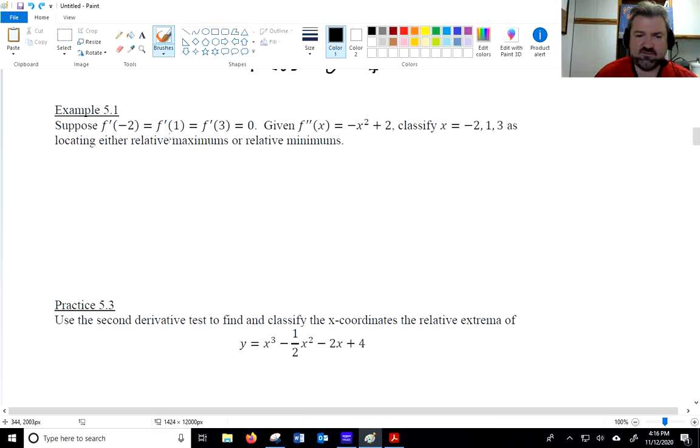So we don't know the equation for f or f prime, but we have f double prime. So let's use that. Let's say f double prime of negative 2. Well, that is equal to negative 4 plus 2, which is negative 2. f double prime of 1 is 1. f double prime of 3 is negative 7.